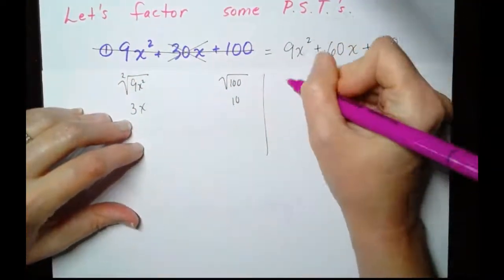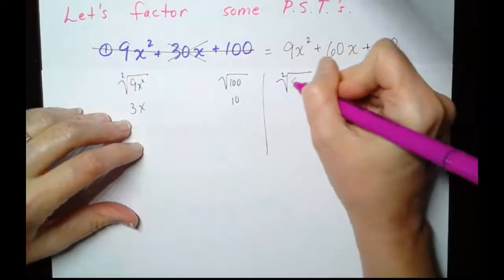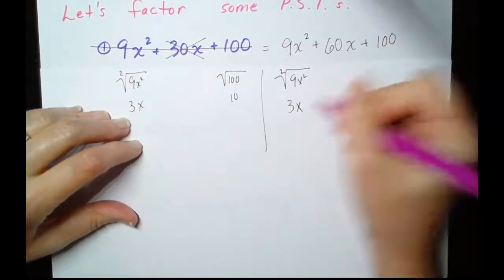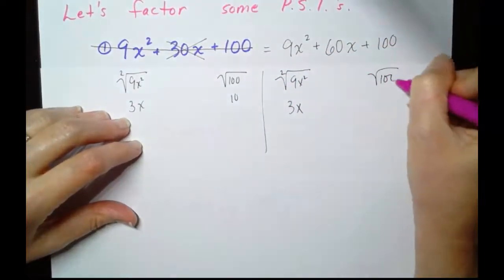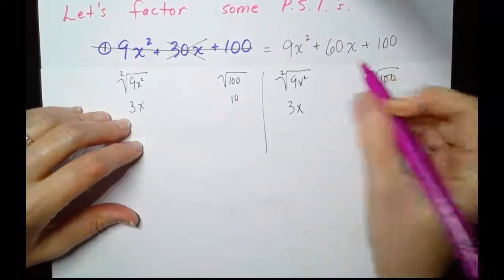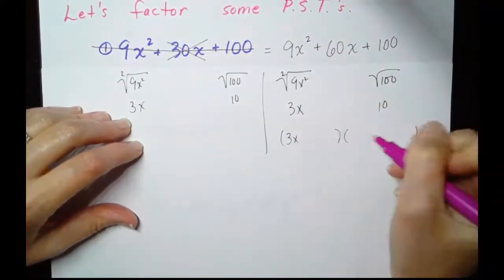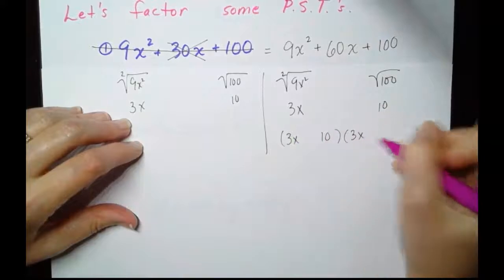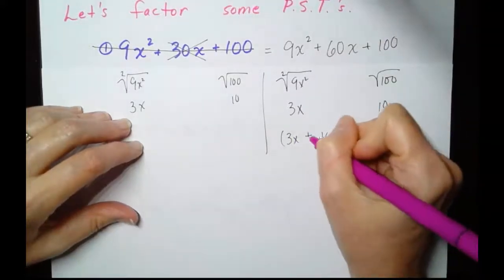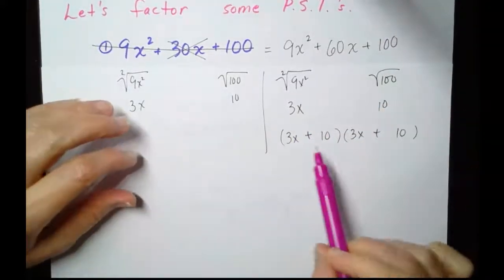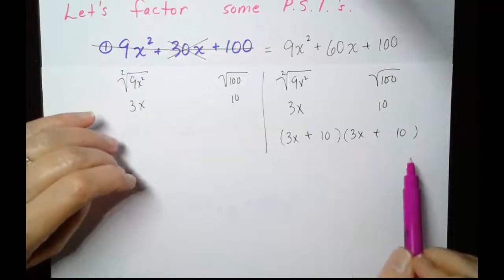So here we go. The square root of 9x squared is 3x. The square root of 100 is 10. So plus, plus, which is going to mean plus, plus in the factors. We learned that in our guess and check video. So 3x plus 10 times 3x plus 10.